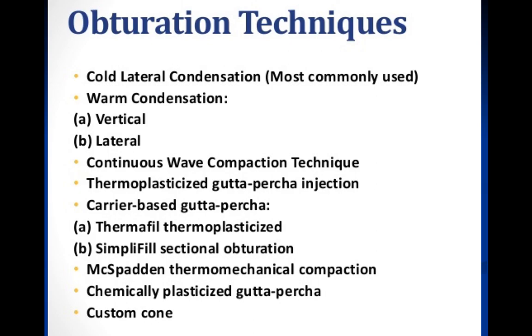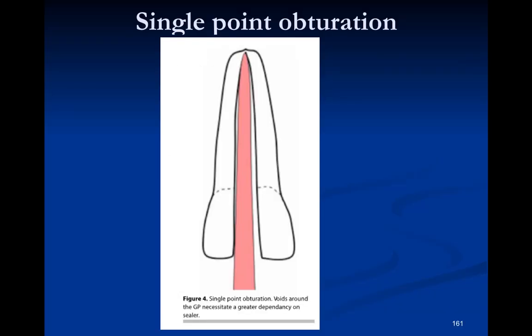Obturation techniques. First, cold lateral condensation. This is the most commonly used method. Warm condensation, vertical and lateral. Continuous wave compaction technique. Thermoplastic gutta percha injection, carrier-based gutta percha: Thermafil, Bifill, Simplefill, and others. First, one of the old methods, single point obturation.